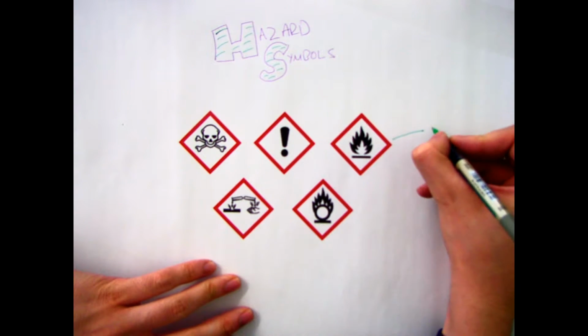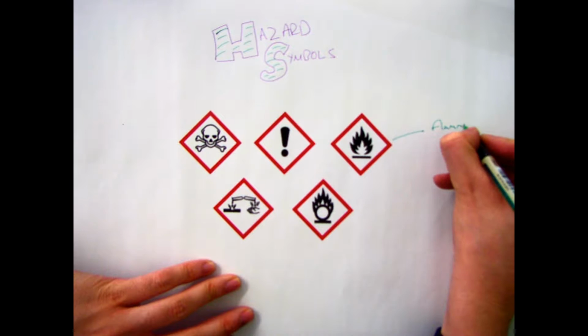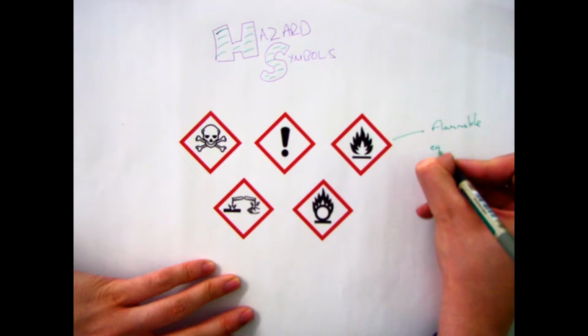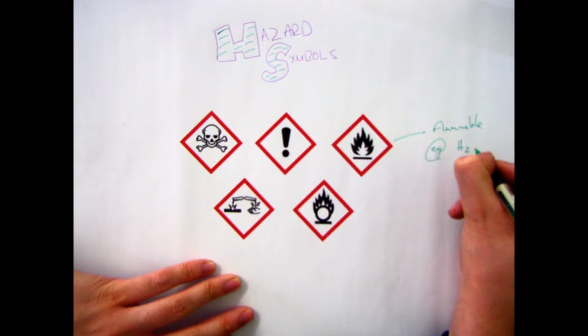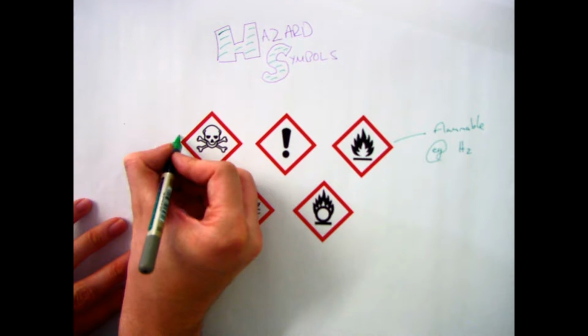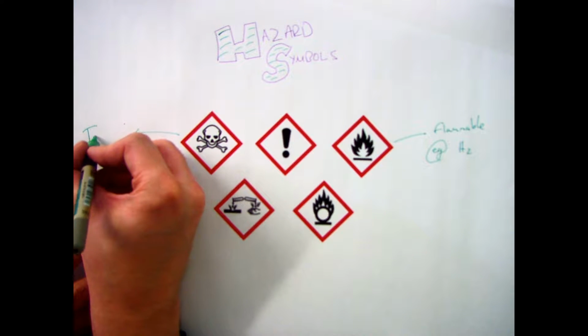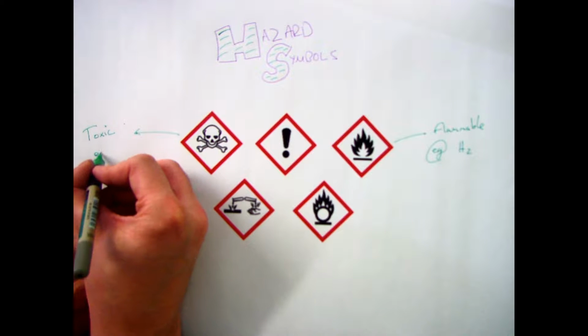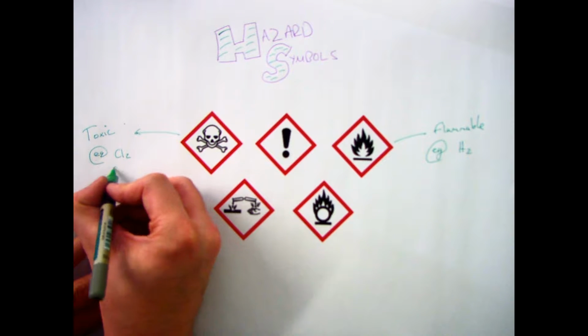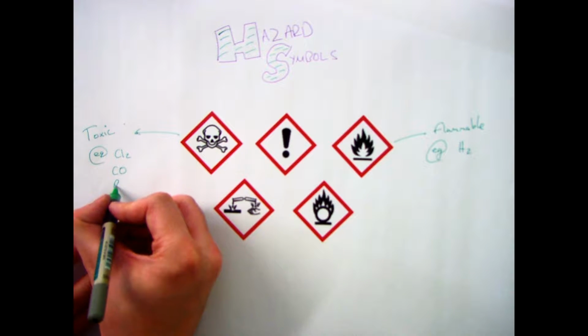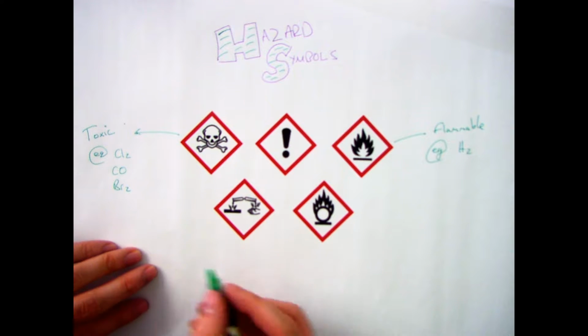So if we start off with the hazard symbols then, you need to be able to know that this one on the right hand side is flammable, so it's the one with the flame symbol, and an example of that is hydrogen gas. On the top left we have toxic. That toxic is poisonous and can kill you, so for example chlorine and carbon monoxide and bromine water.